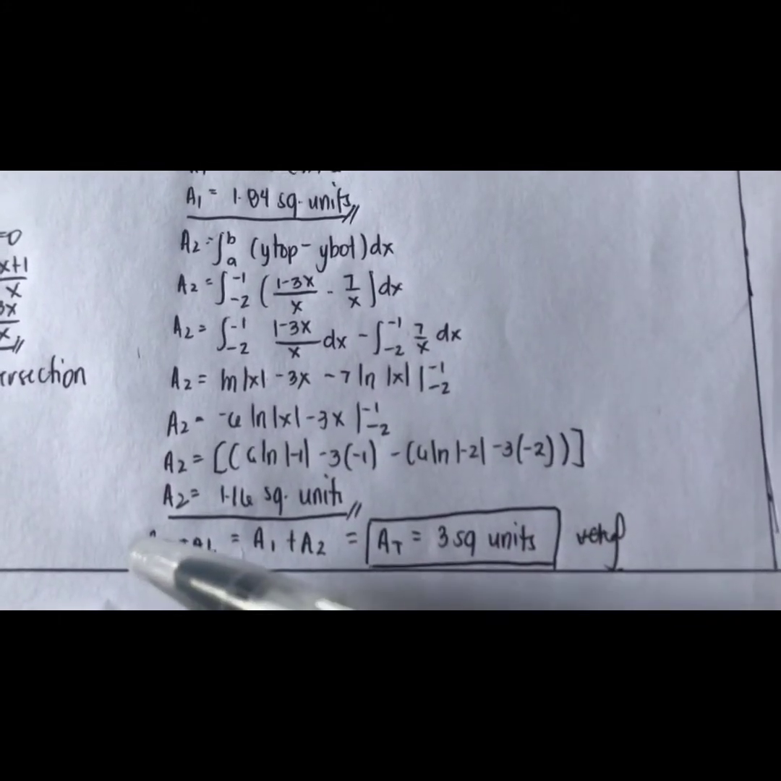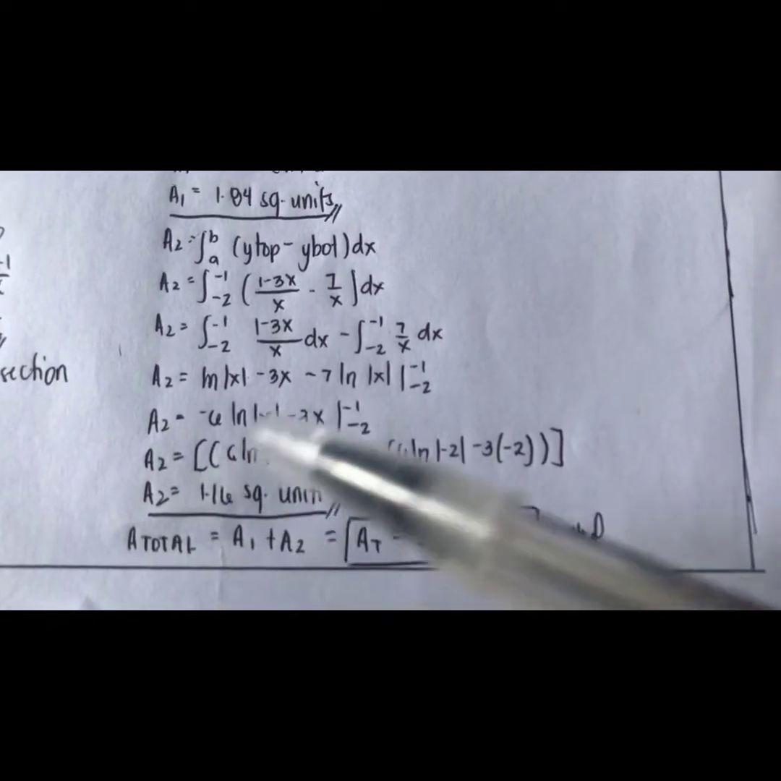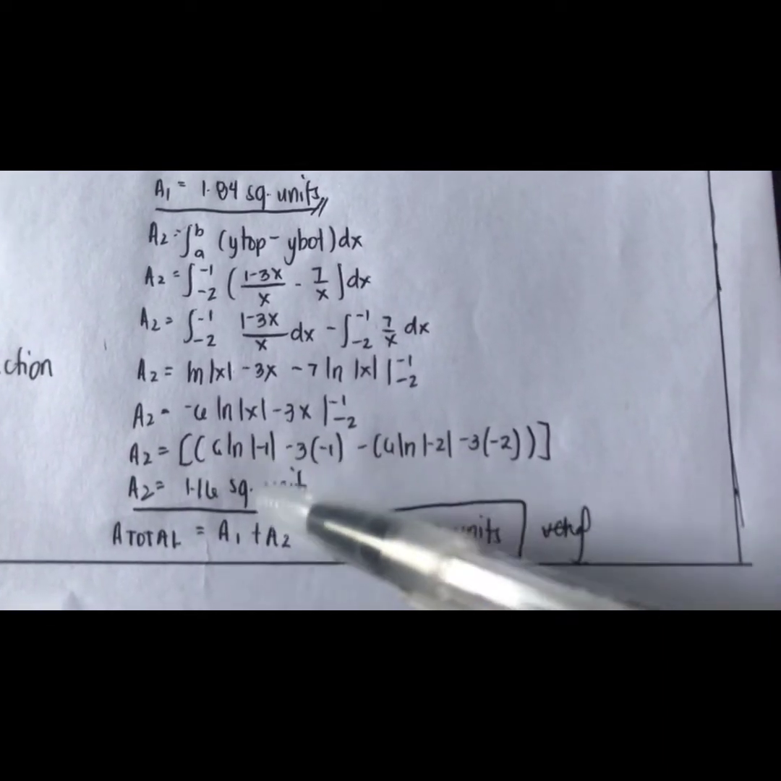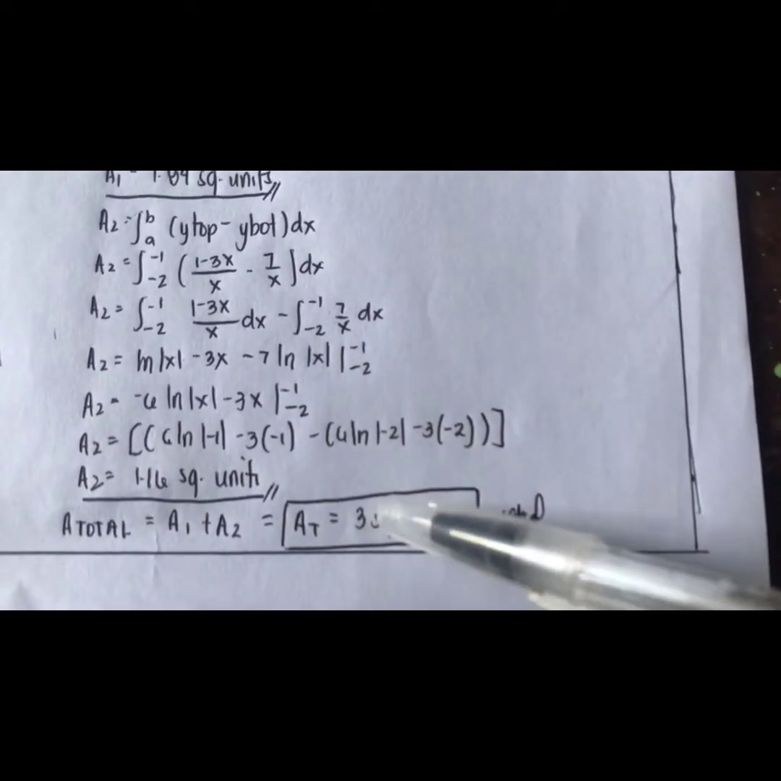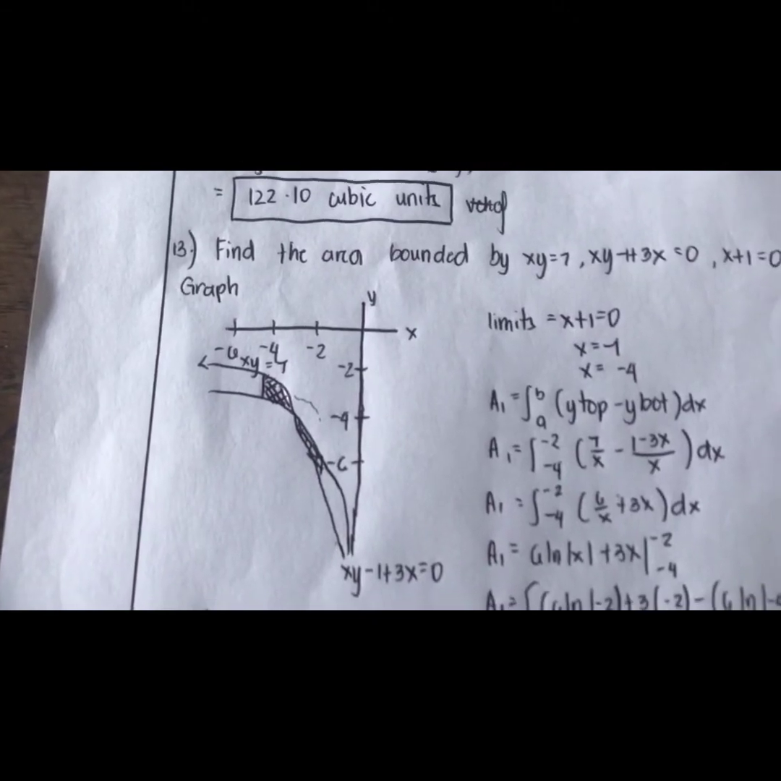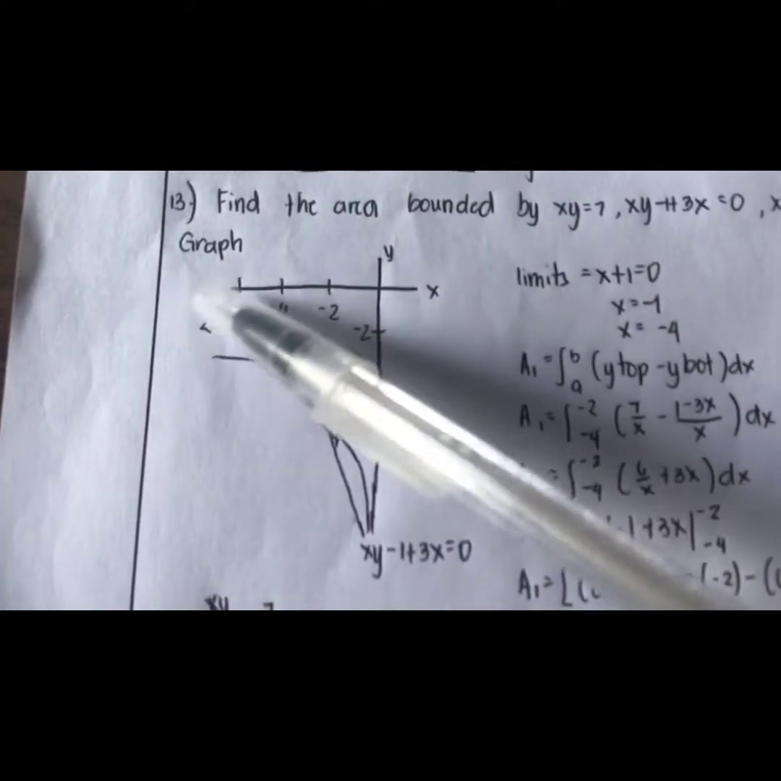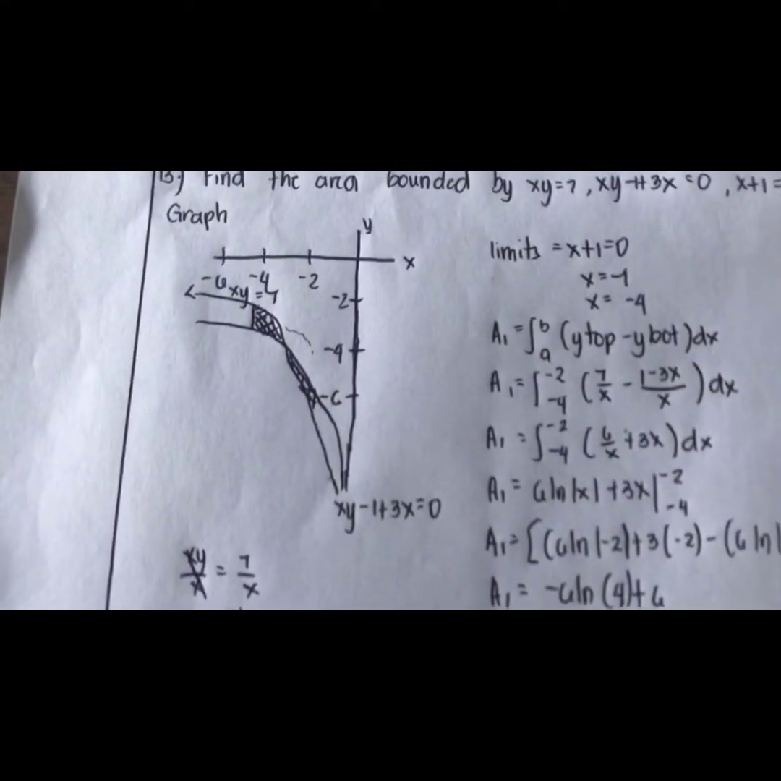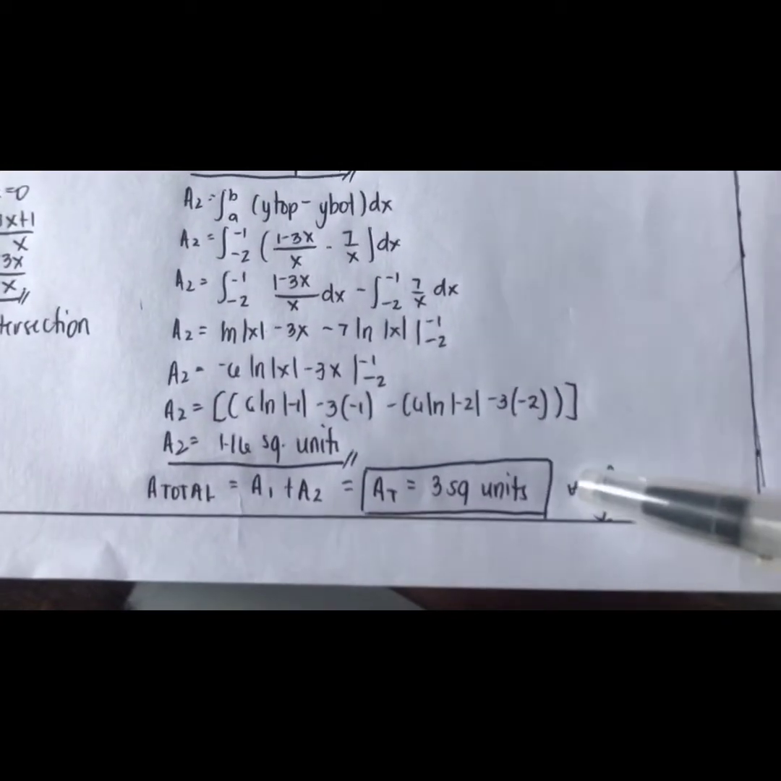To find the total area, we're going to add a1 plus a2, and that is equal to 3 square units. So the area bounded by this graph is equal to 3 square units. That is the final answer for number 13.